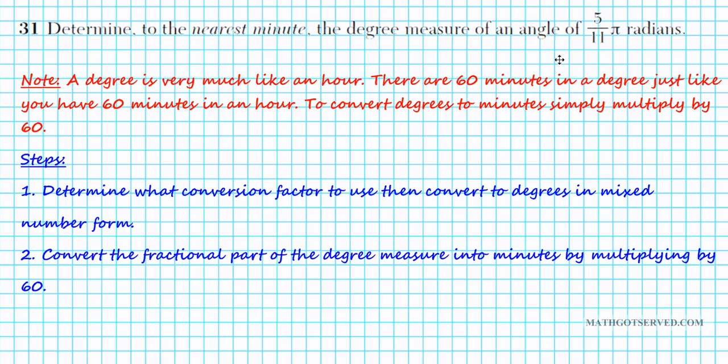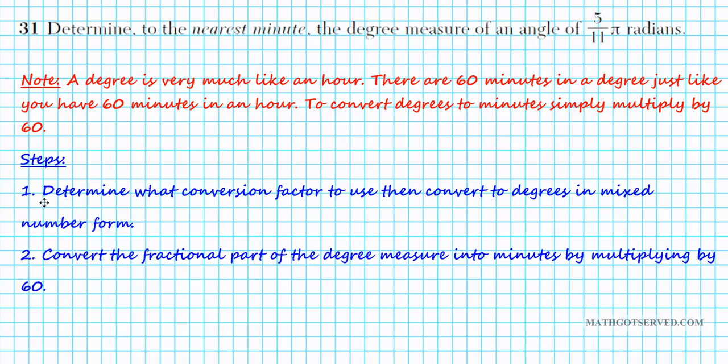Now, one thing you want to note is that a degree is very much like an hour. All right. So just as you have 60 minutes in an hour, there are 60 minutes in a degree. So if you want to convert degrees to minutes, you simply multiply by 60, just like how you convert hours to minutes. All right. So keep that in mind.